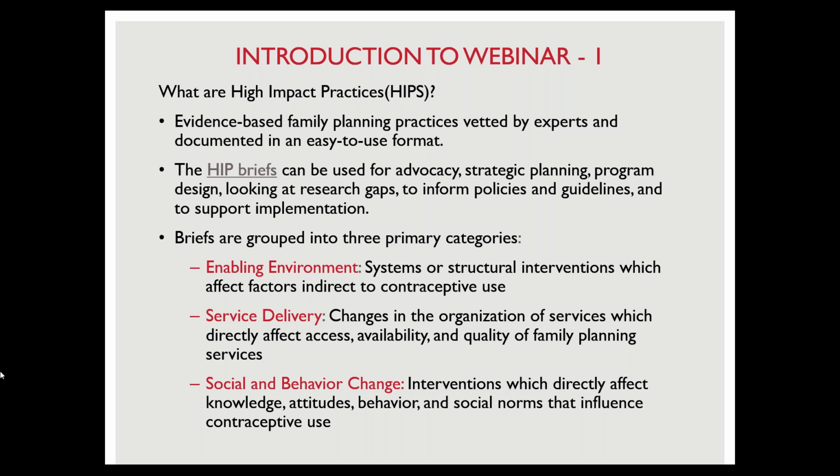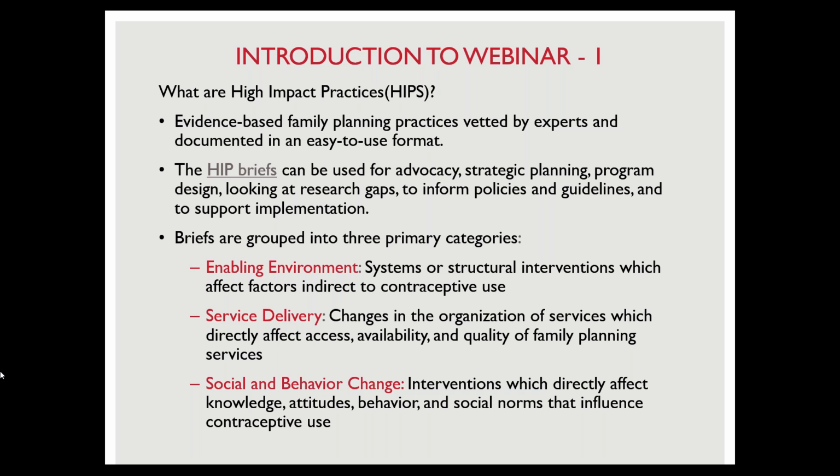And then the second category is service delivery. And these are changes in the way services are organized or delivered that are, I think, more concrete and more directly impactful on outcomes and outputs. So these are things like mobile services, distributing family planning commodities in drug shops and pharmacies and things like that. And then there's social and behavior change. So this is a set of interventions which affect knowledge, attitudes, behaviors, and hopefully social norms that influence contraceptive use and thinking about contraceptives.